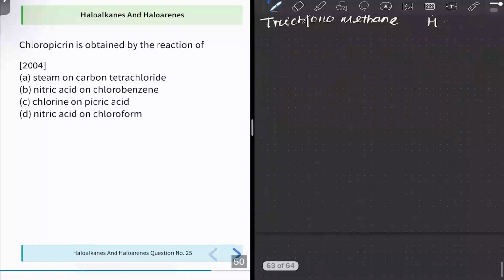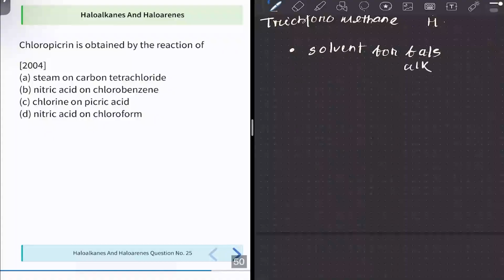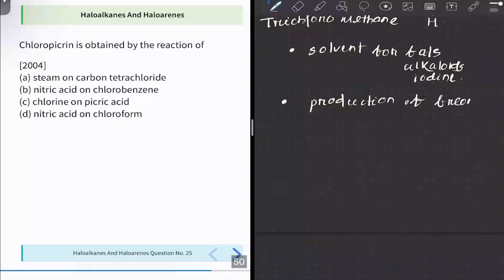It is used as a solvent for fats, alkaloids, and iodine. It is also used in the production of Freon 22, that is R22. It is used as a refrigerant.